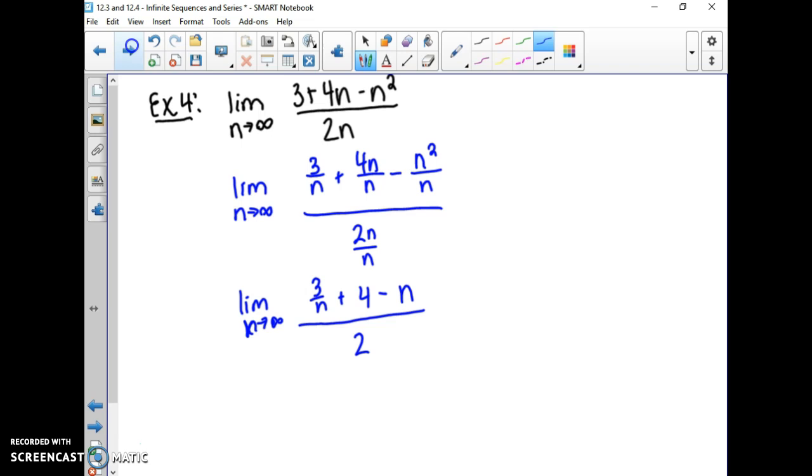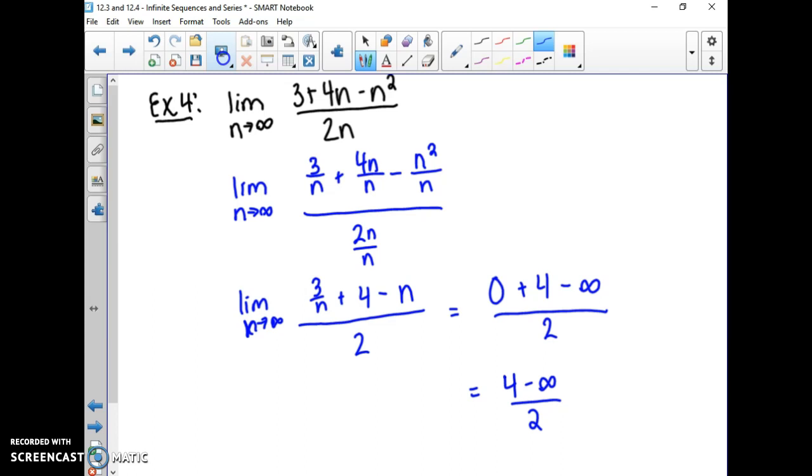So now I have to take the limit of each piece. The limit as n approaches infinity of 3 over n is 0. The limit as n approaches infinity of 4 is 4. And the limit as n approaches infinity of n is going to be infinity, because that number will continue to get larger and larger and larger. The limit as n approaches infinity of 2 is 2. Of course, 0 plus 4 is just 4. So we've got 4 minus infinity divided by 2.